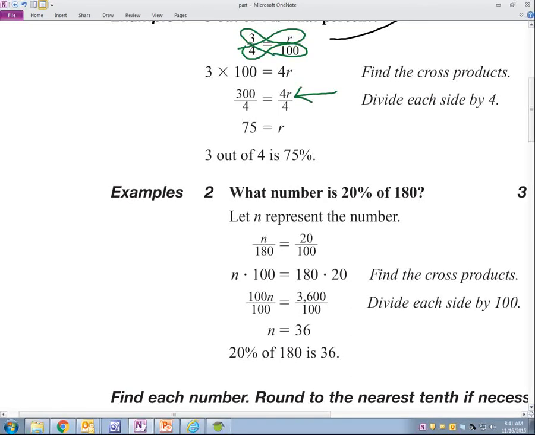And they found out that 75%, or 3 out of 4, is 75%. That's like what you did for homework the other night. You could figure that out. You know that 3 out of 4 quarters is 75 cents. Yes.